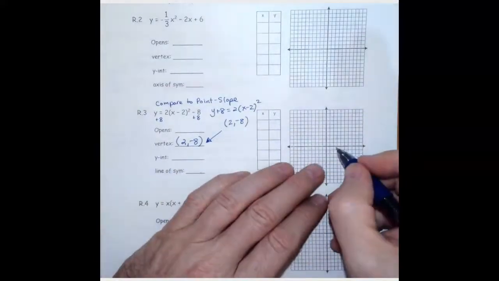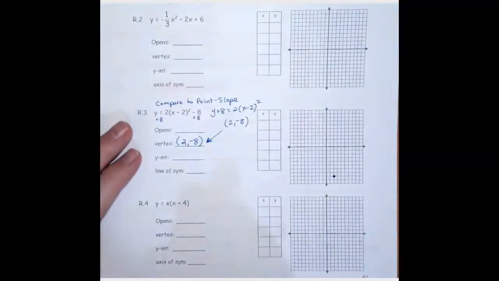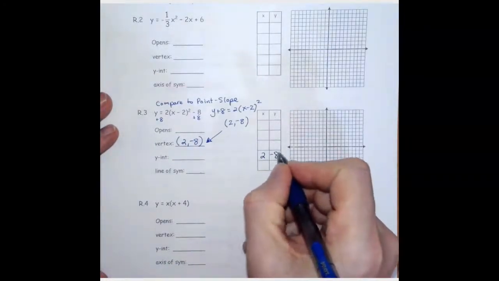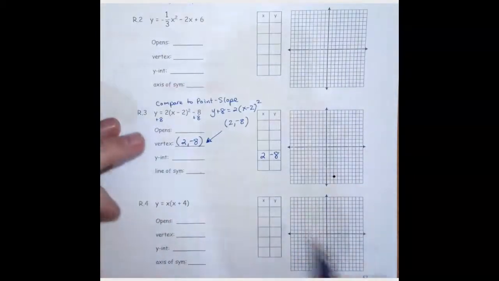So we come over here and plot that. (2, -8) is down here. And we could put it on the chart if we wanted to, also. We'll actually put it down here. You say, well, how would you know? Well, we have lots of choices. But let's go back to this.